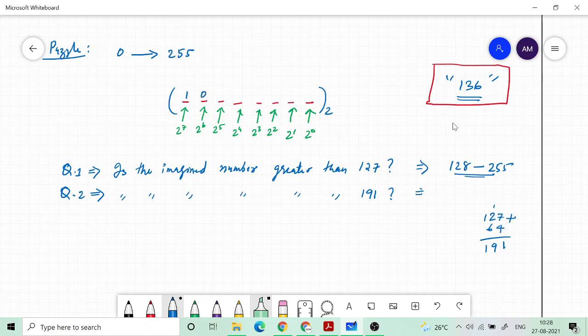Now, what is my search range now? It is from 128 to 191. I have reduced my range to this. With two questions I have managed to restrict the range. I now have the information that it is a number between 128 and 191, which is considerably lower compared to what we started with. We had a range from 0 to 255, but now we have restricted it to 128 to 191. So now tell me, what is the third question?